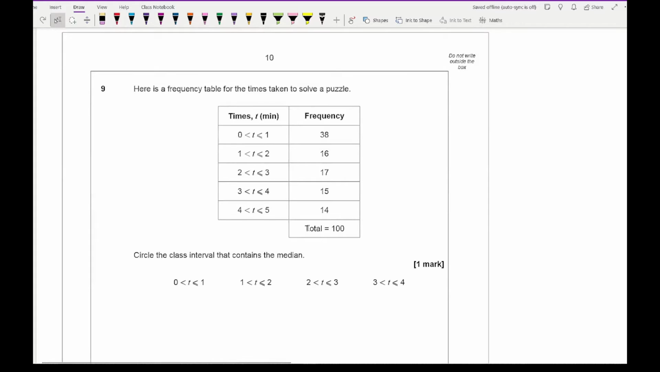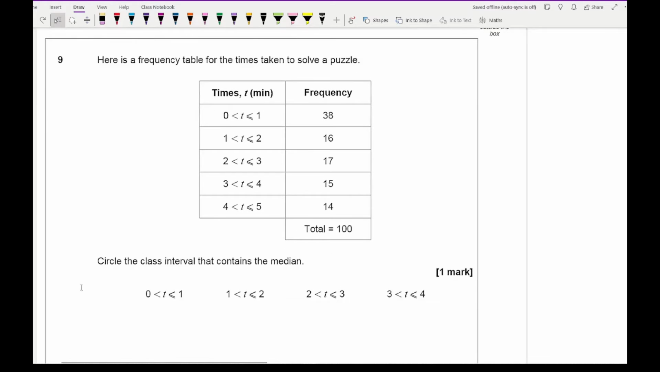Moving on to question 9, let's just zoom in so we can see it all on the screen. It says, here is a frequency table for the times taken to solve a puzzle. Circle the class interval that contains the median. Well, the median is going to be at the total number of trials, or the total frequency, which is 100 divided by 2. So it's the 50th number that I'm looking for.